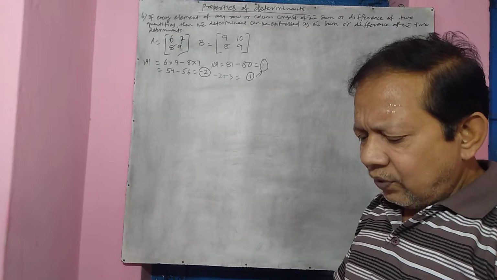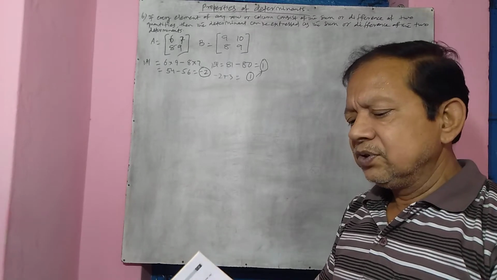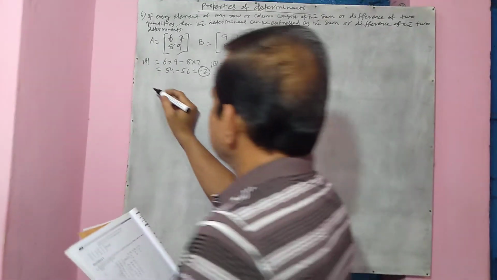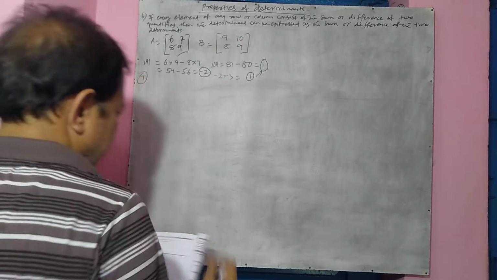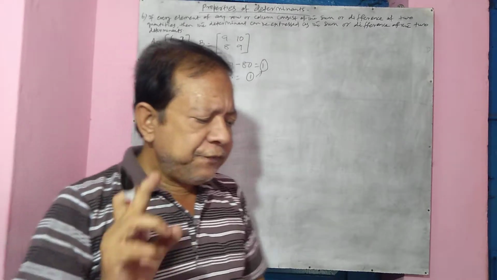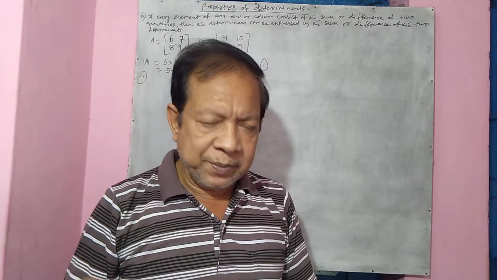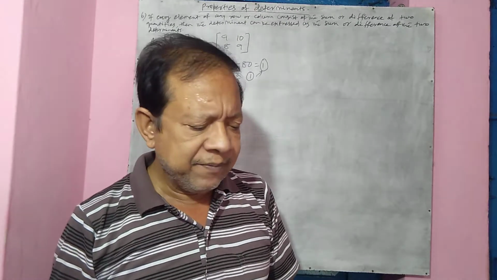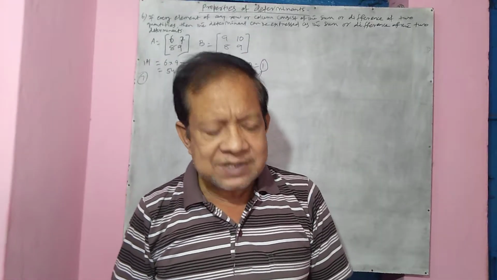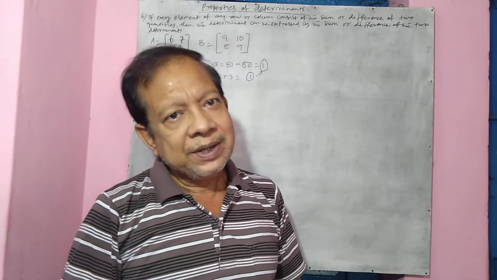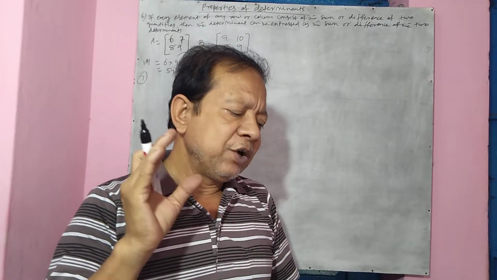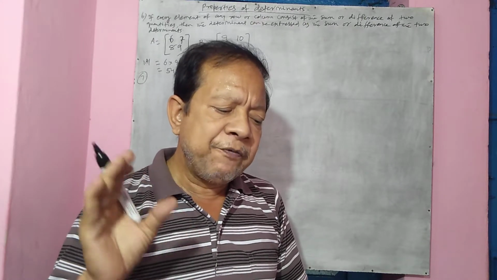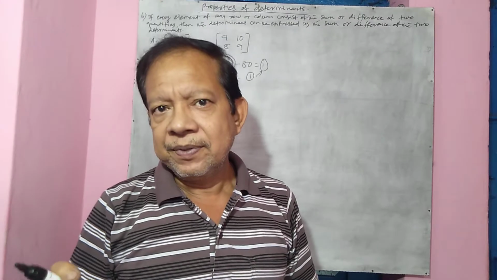Now let's see what property number 7 is in your book. Property number 7 says, if to any row or column of a determinant a multiple of another row or column is added, the value of the determinant remains the same. That means if to any row or column of a determinant a multiple of another row or column is added.